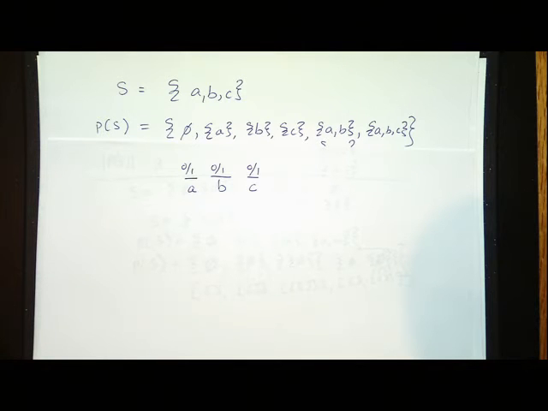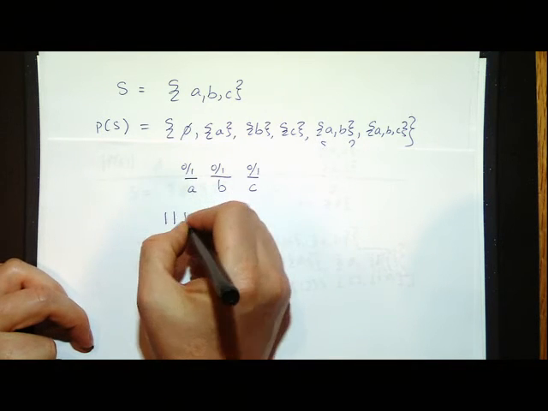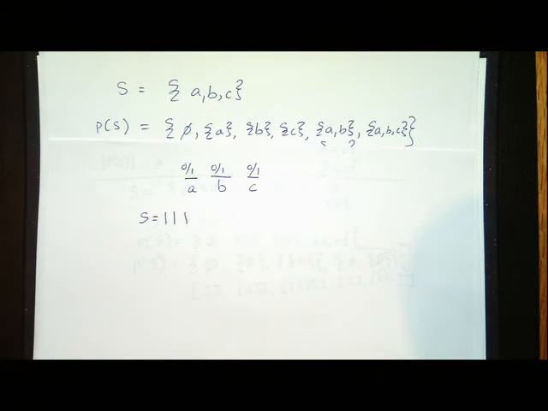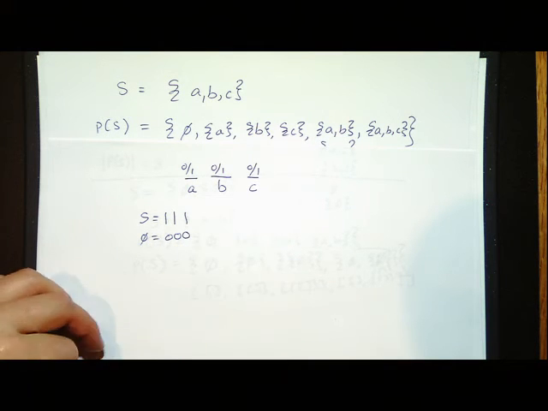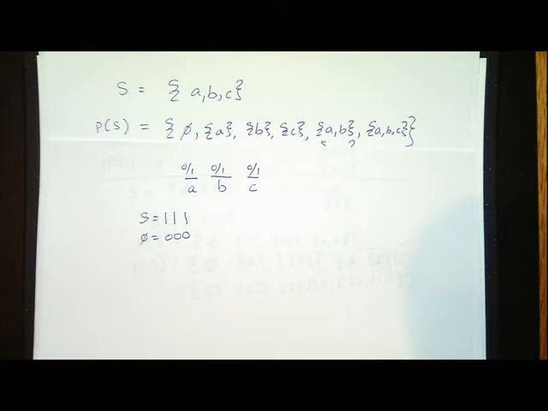Okay, so what is the representation for S given this? S can be written in this new notation as 1, 1, 1. How do I write the empty set in this notation? Well, that's right, the empty set is 0, 0, 0. Now the power set is what? All the combinations of binary numbers, and there's 3 of them. And that is why there are 8 members in the power set, because it's all the possible 3-digit binary numbers.